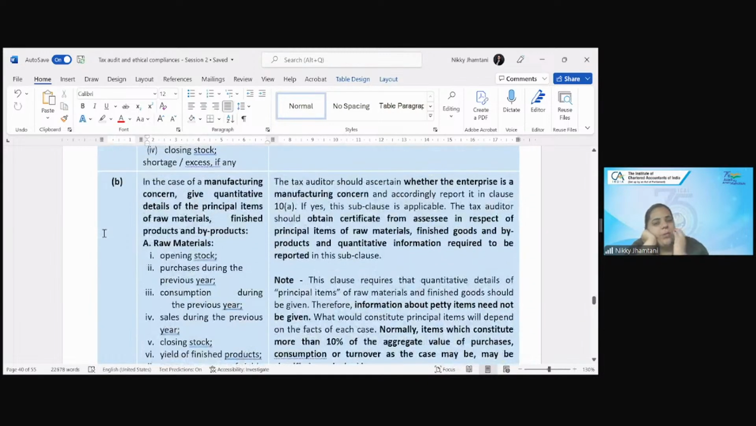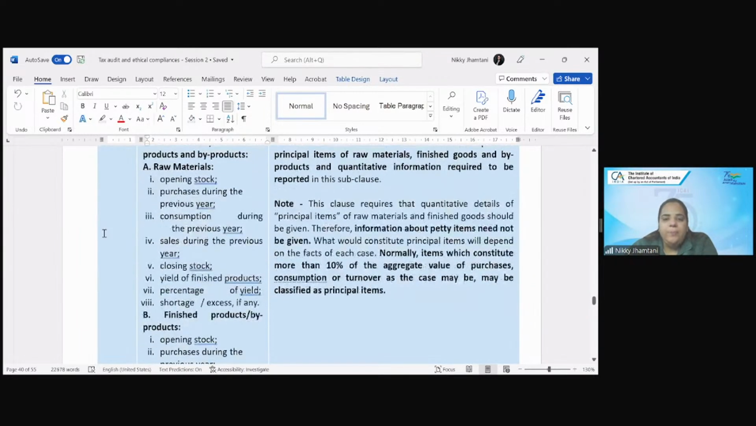Now, what are the reporting requirements? क्या क्या ध्यान रखना है tax auditor को? The tax auditor should ascertain whether the enterprise is a manufacturing concern and accordingly report it in clause 10A. If yes, this subclause is applicable. The tax auditor should obtain certificate from the assessee in respect of principal items of raw material, finished goods and byproducts, and quantitative information required to be reported.